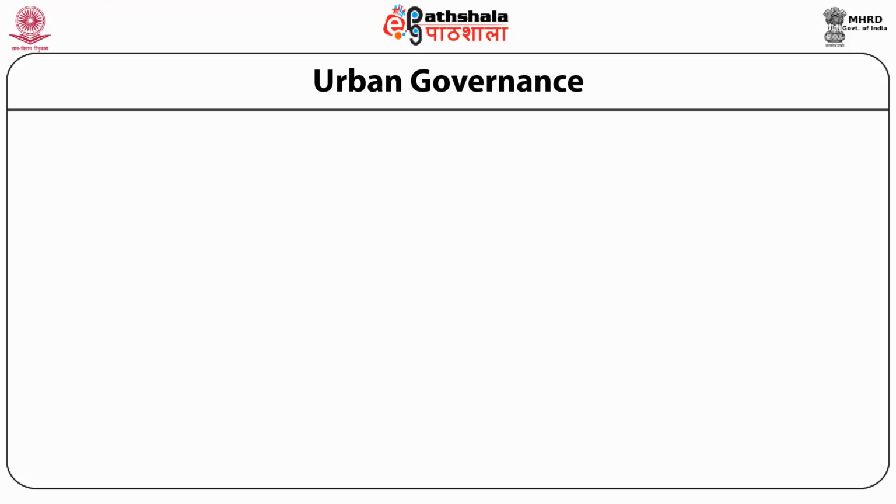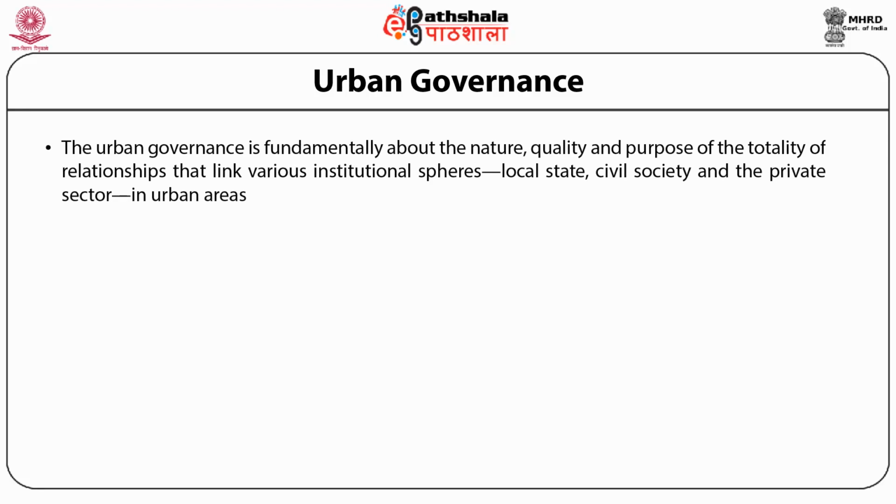Another concept to understand is urban governance. Taking cues from the above concepts of governance, urban governance is fundamentally about the nature, quality, and purpose of the totality of relationships that link various institutional spheres, local, state, civil society, and the private sector, in urban areas. These relationships span formally structured, regulated dimensions and informal ones.